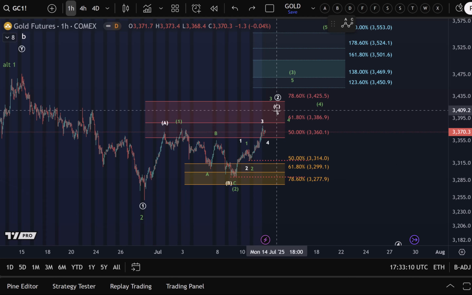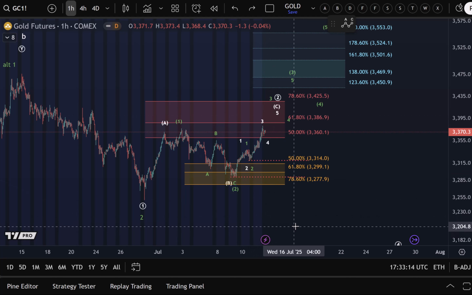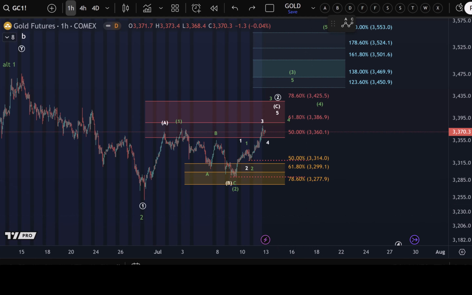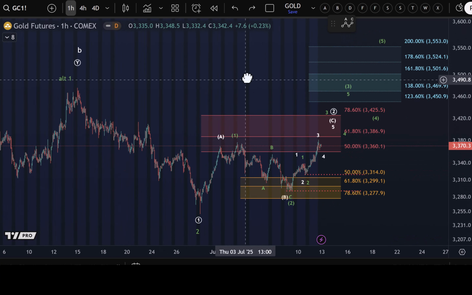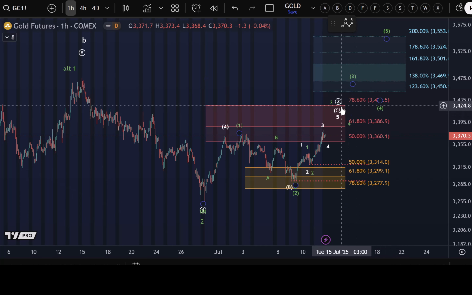But I have to say, this is going to be the last chance now, I think, for the bears to show up to keep the white count alive, because if the bulls drive the price higher, then eventually, at some point, the green scenario, which is the bullish count, will become more likely. That's why we have the resistance area on the chart.